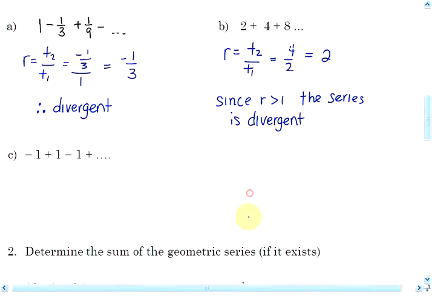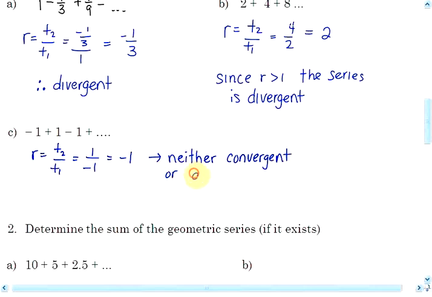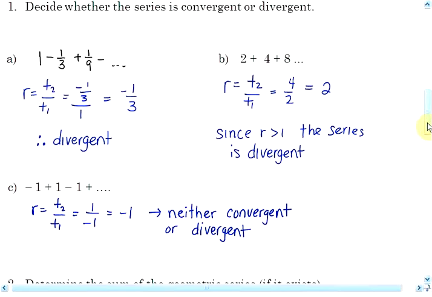Our last one that we're going to look at here is -1 plus 1, -1 plus 1, and so on. r is t2 divided by t1, 1 over -1, which is -1. This is neither convergent or divergent. The reason it's not either is because the r value is equal to that boundary of 1 or -1 in this case, and therefore it doesn't fit the definition of divergent or convergent.